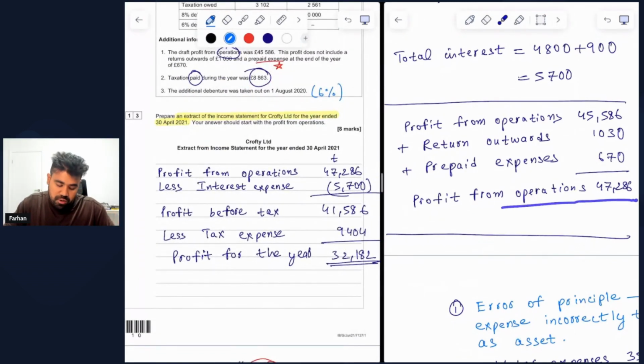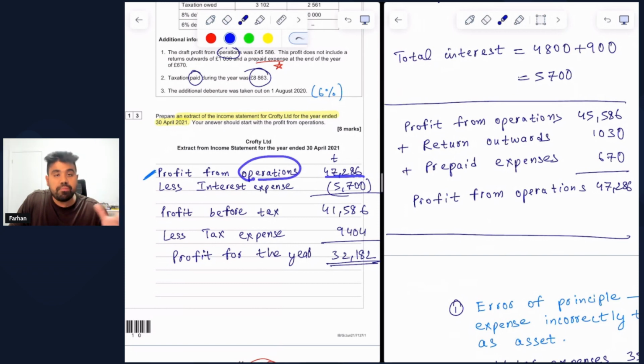Now that we have all the numbers, we can use this profit from operations that we have calculated as the first step to preparing the income statement extract. So on the left-hand side of the screen, you will see profit from operations of £47,286. So profit from operations simply stands for the profit that we have calculated from sales and all other expenses such as cost of goods sold, but excluding finance expenses such as interest expense.